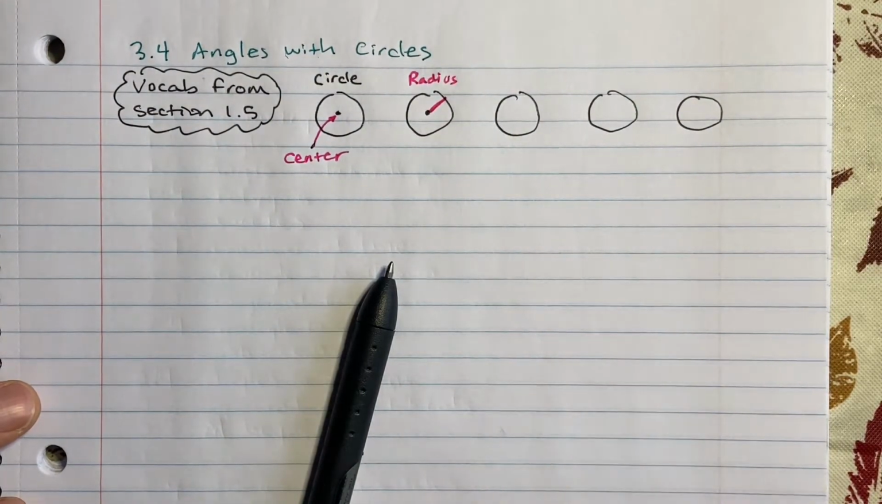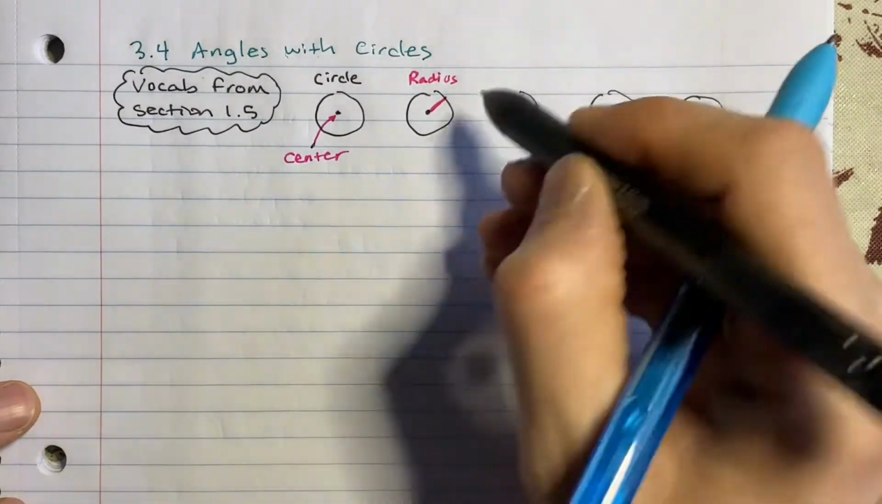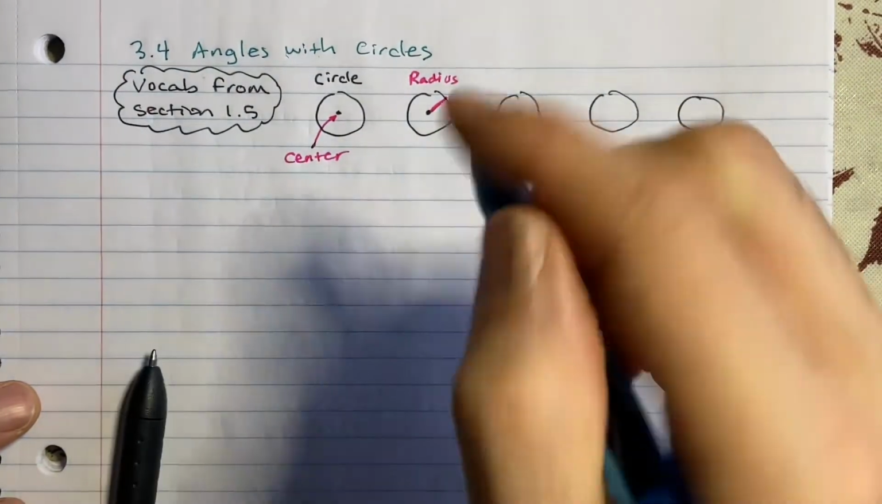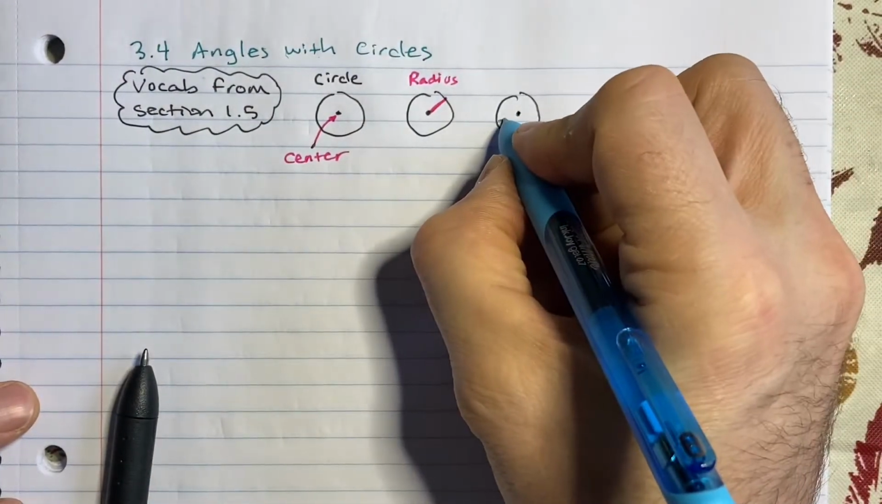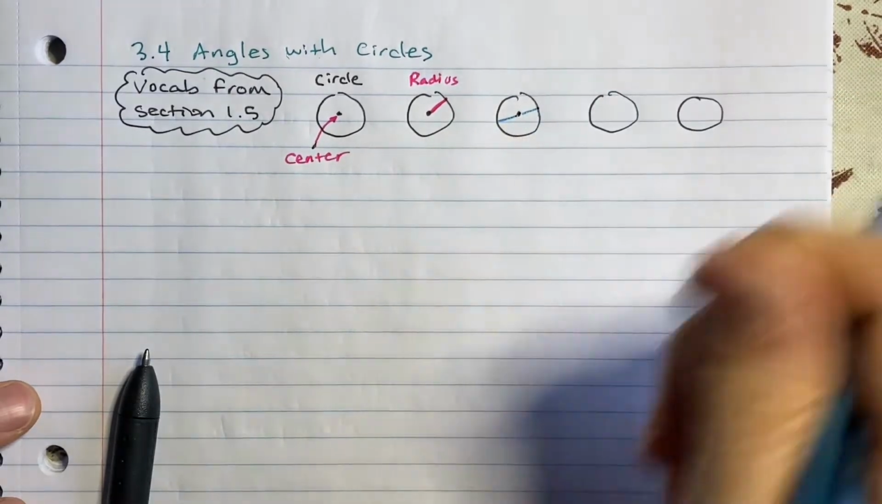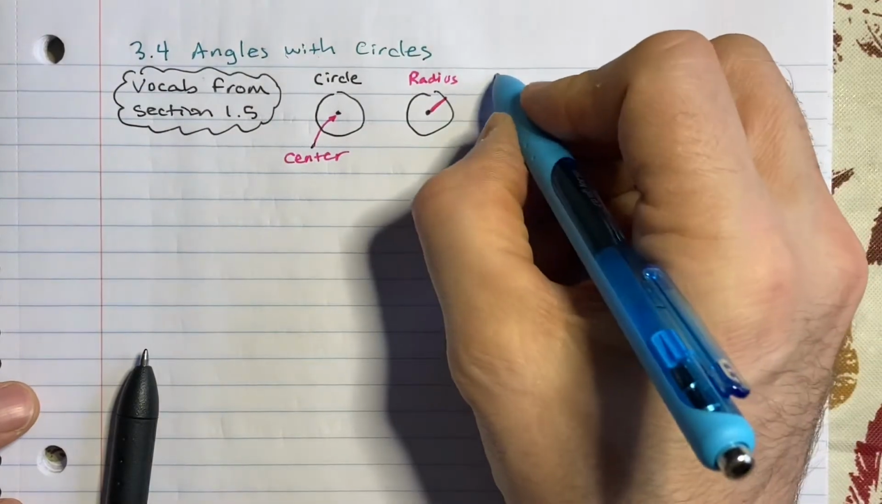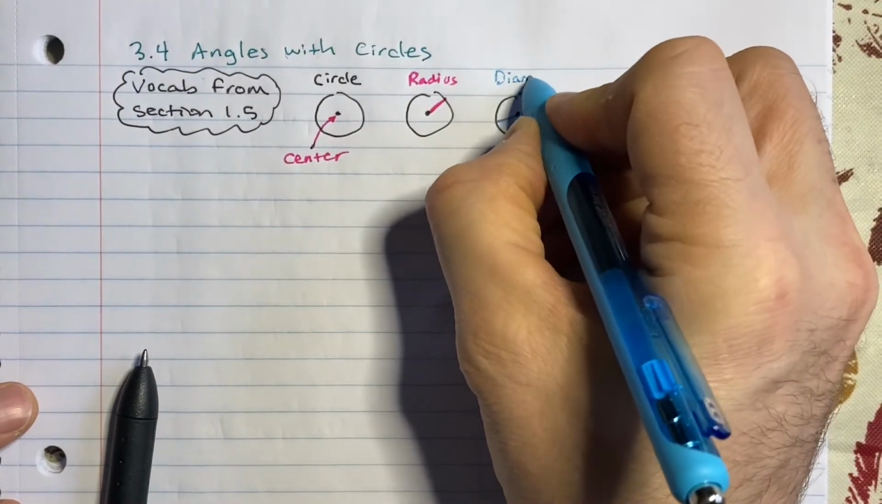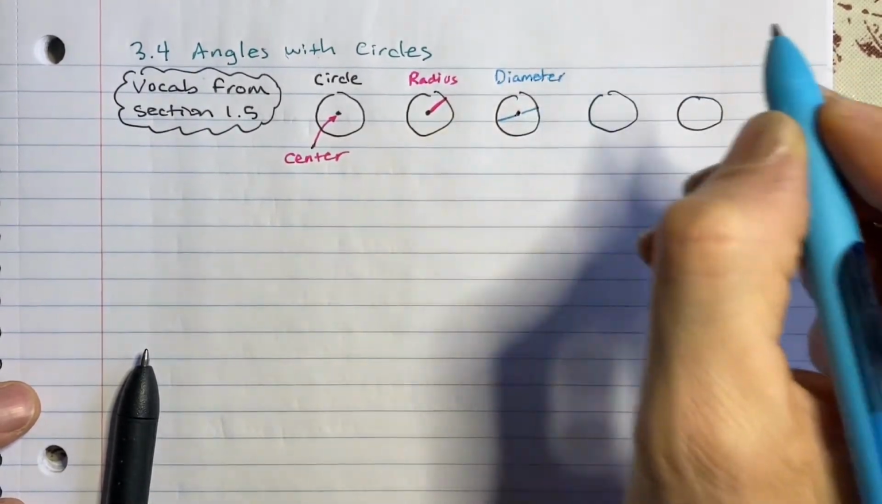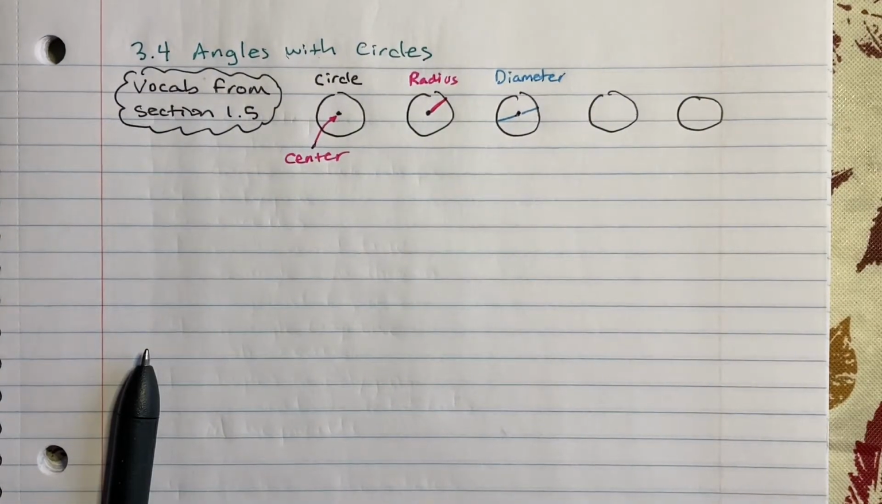Our next circle will also label the center, or mark the center, and then I think we should get a segment going through the center that's a diameter. So a diameter goes from one side of the circle to the other side of the circle through the center.